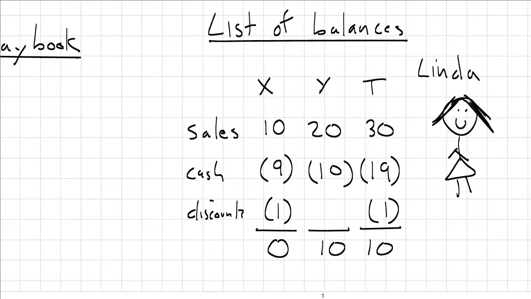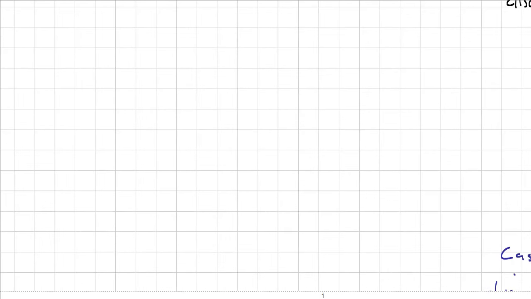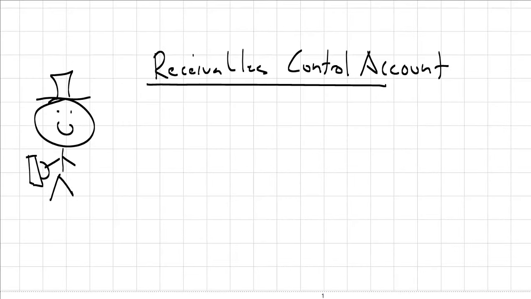Let us now meet Andy, the company accountant. We have not performed a debit or credit yet in the company's general ledger. That is now Andy's job. Andy is maintaining our receivables control account.